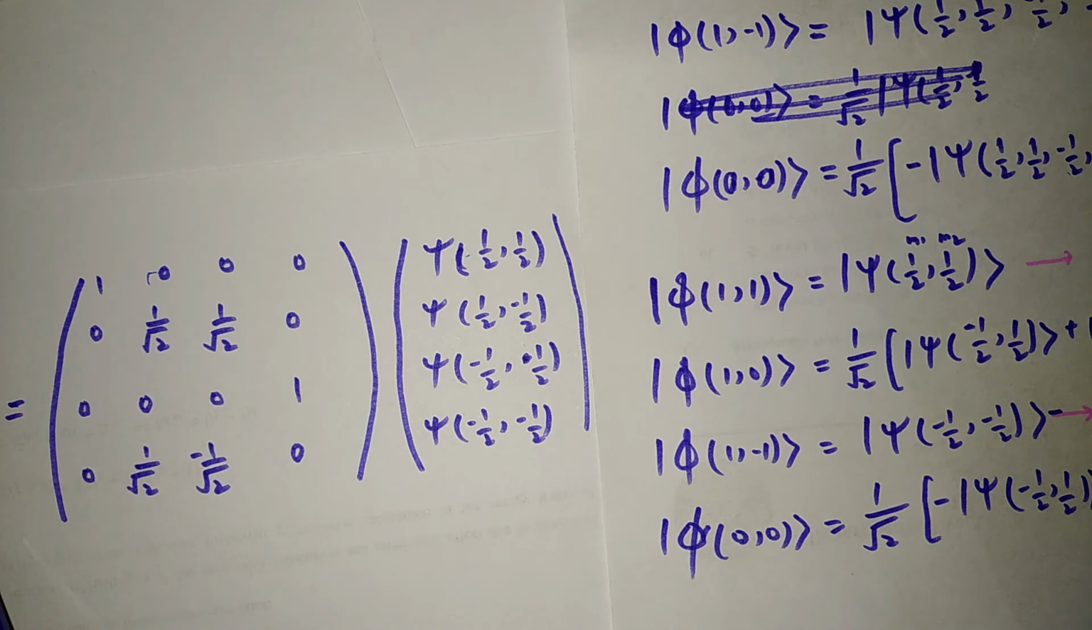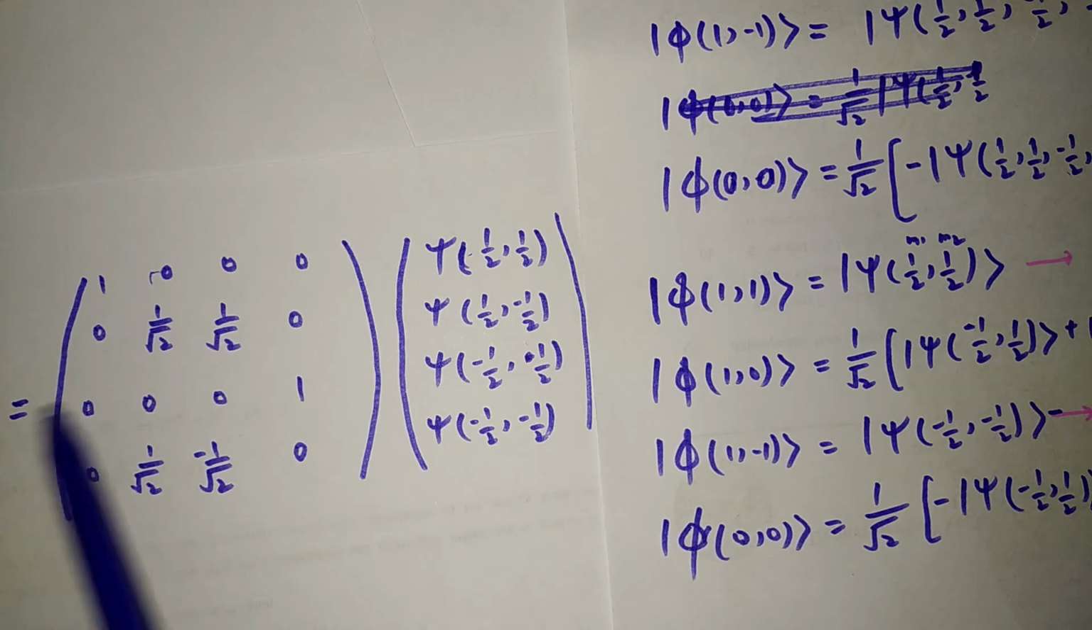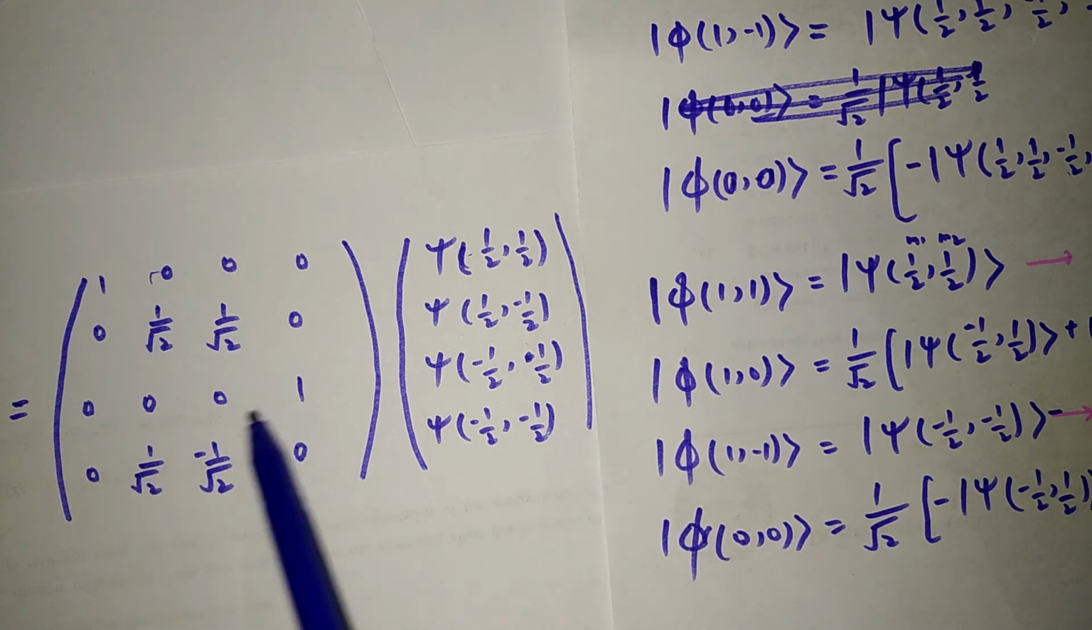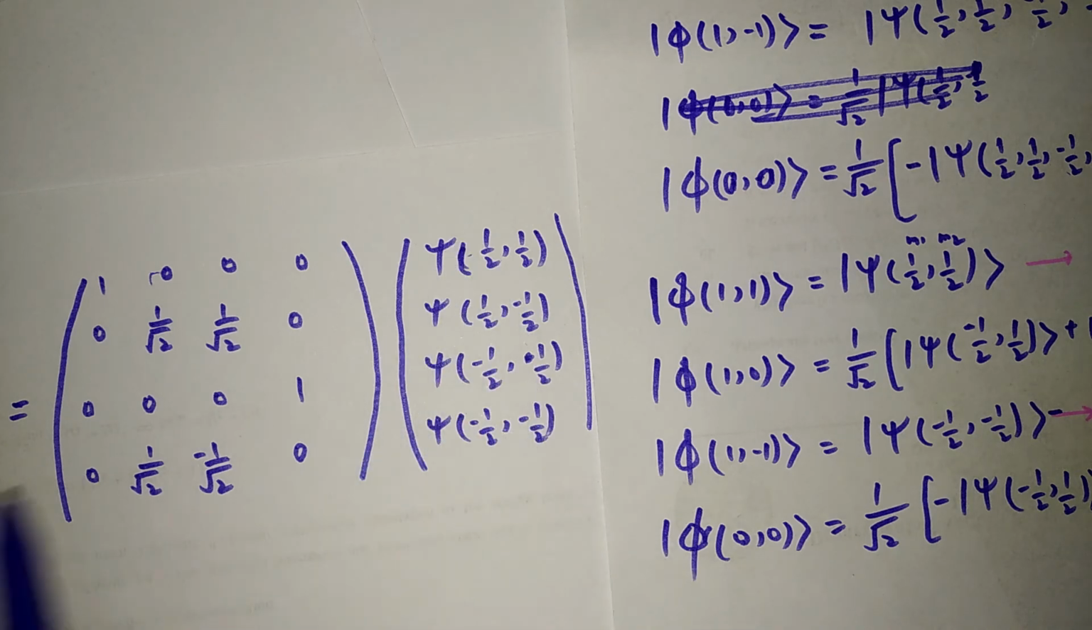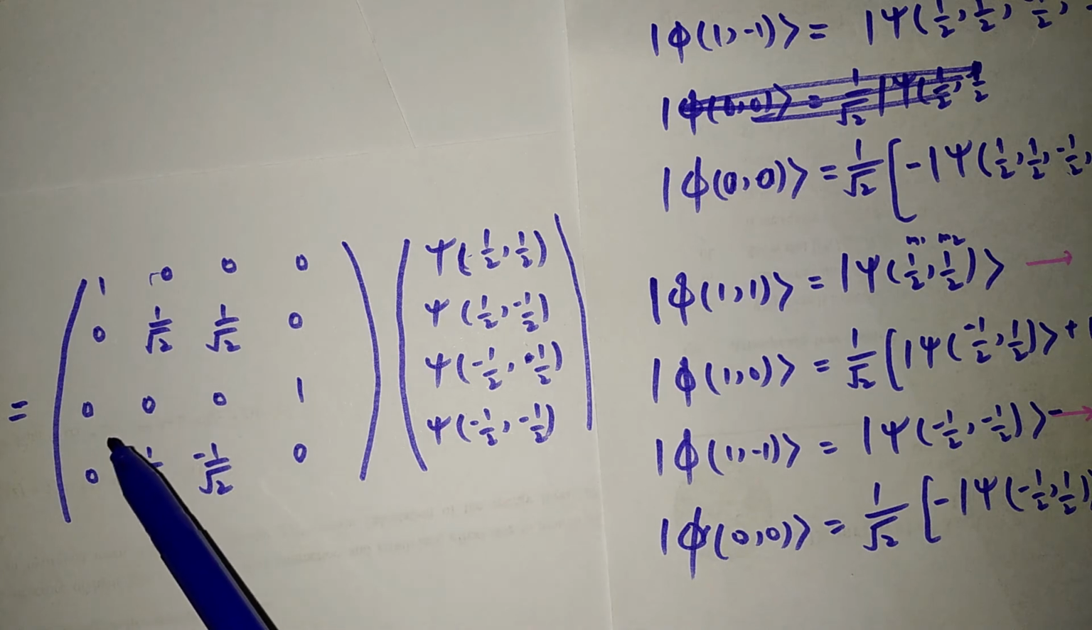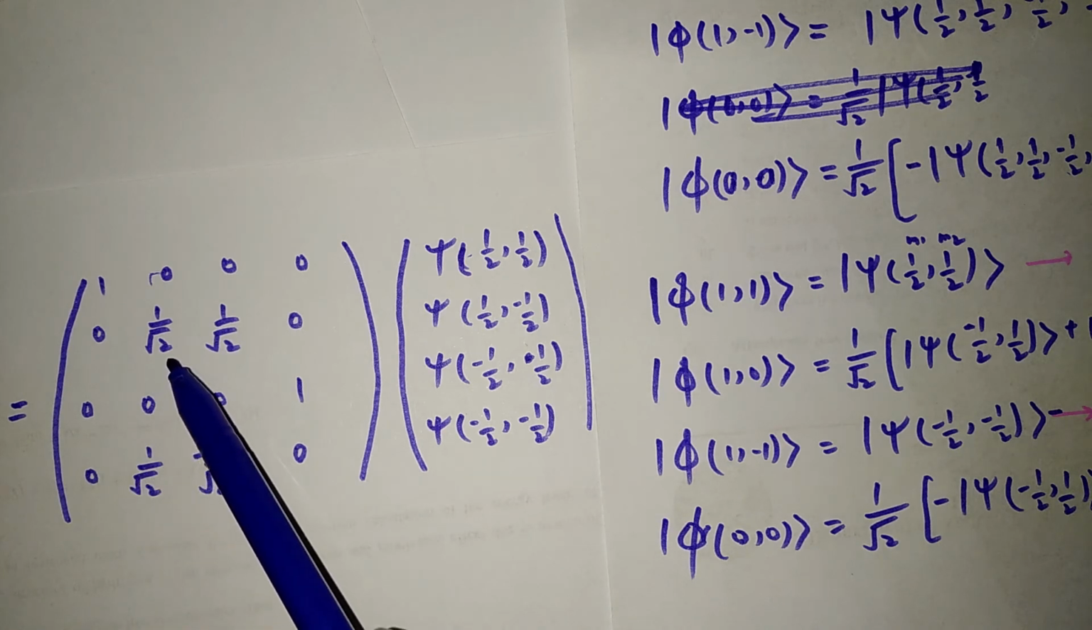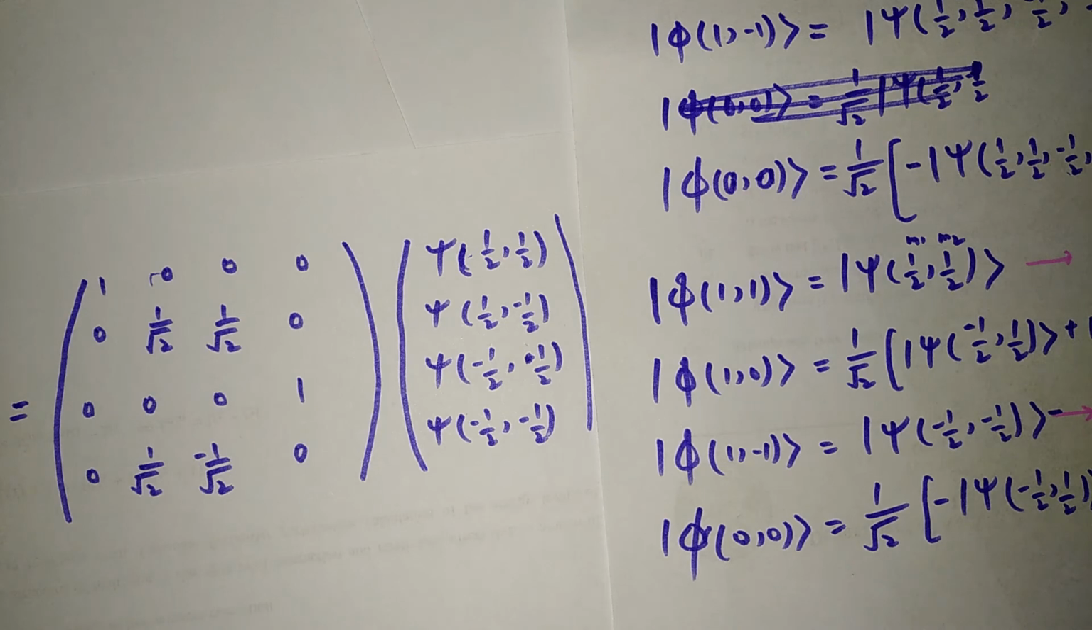And when you multiply this row with this column matrix, you will get this phi 1 minus 1. And similarly, when you multiply this last row with this column matrix, you will obtain this phi 0 0 state. So these coefficients, which are represented by the square matrix, are known as the Clebsch-Gordan coefficients for the neutron proton case, for J1 and J2 equals to half case.